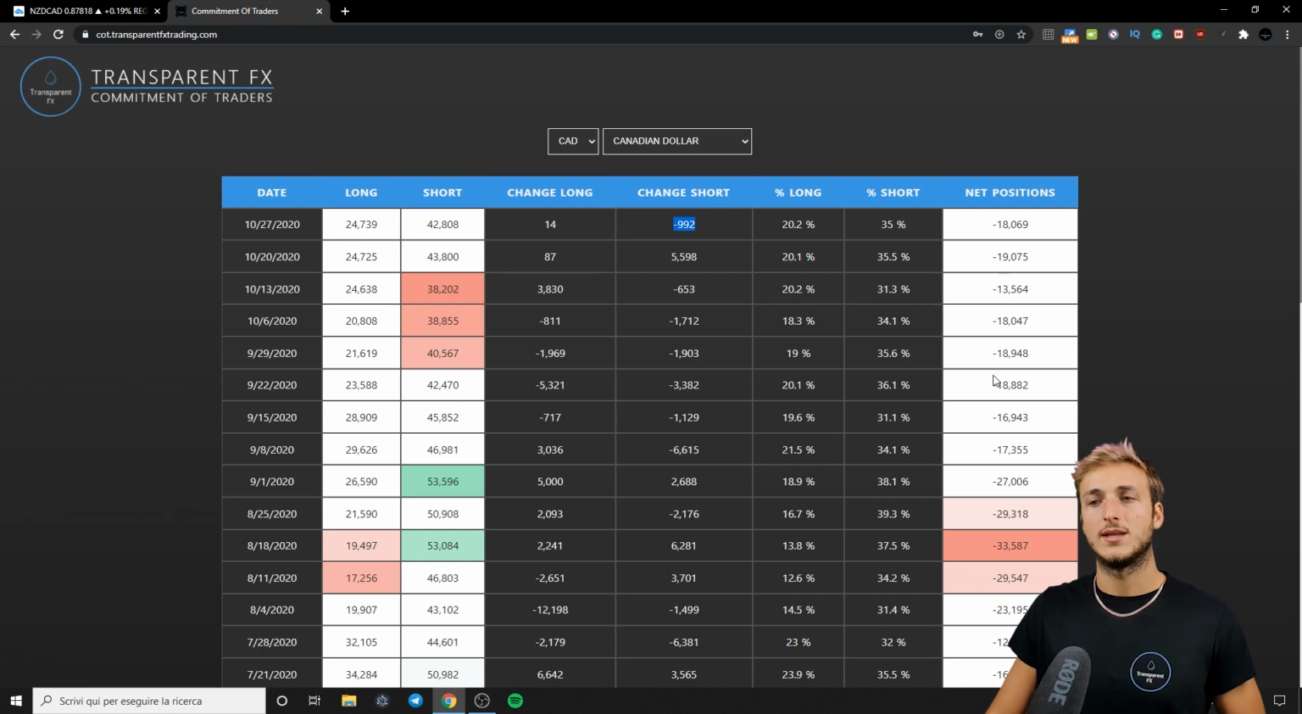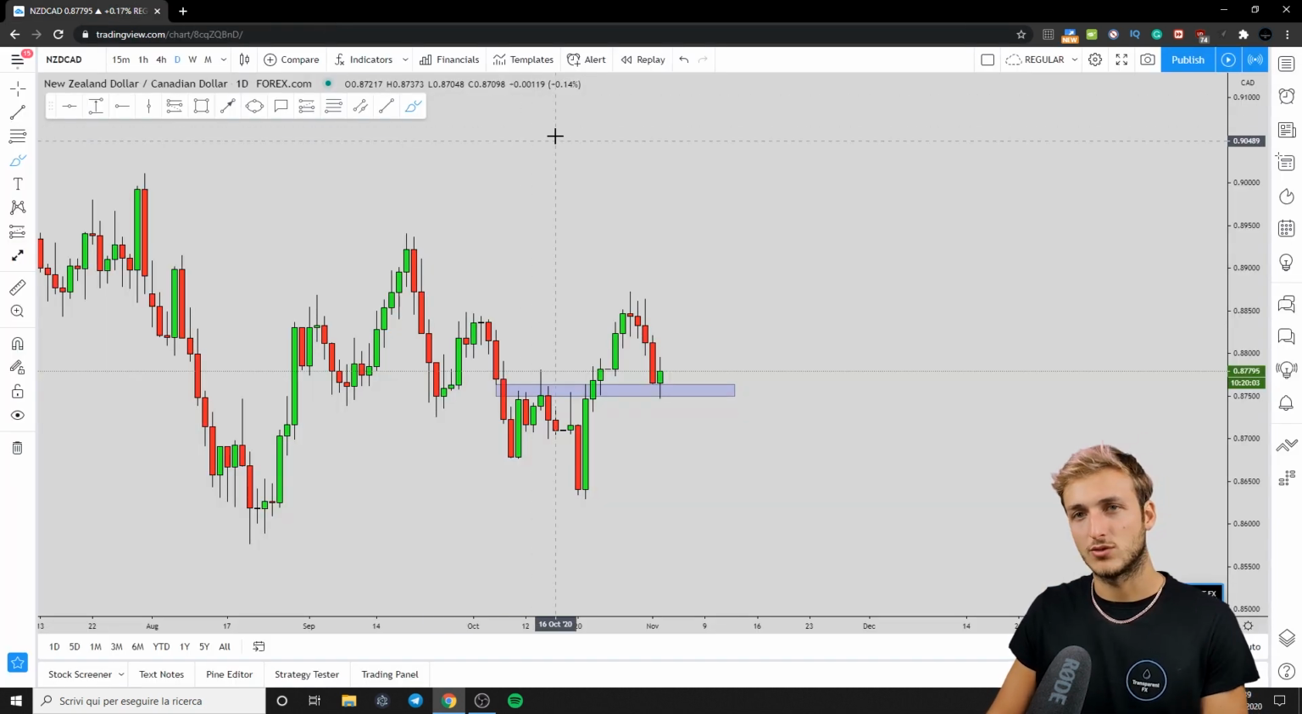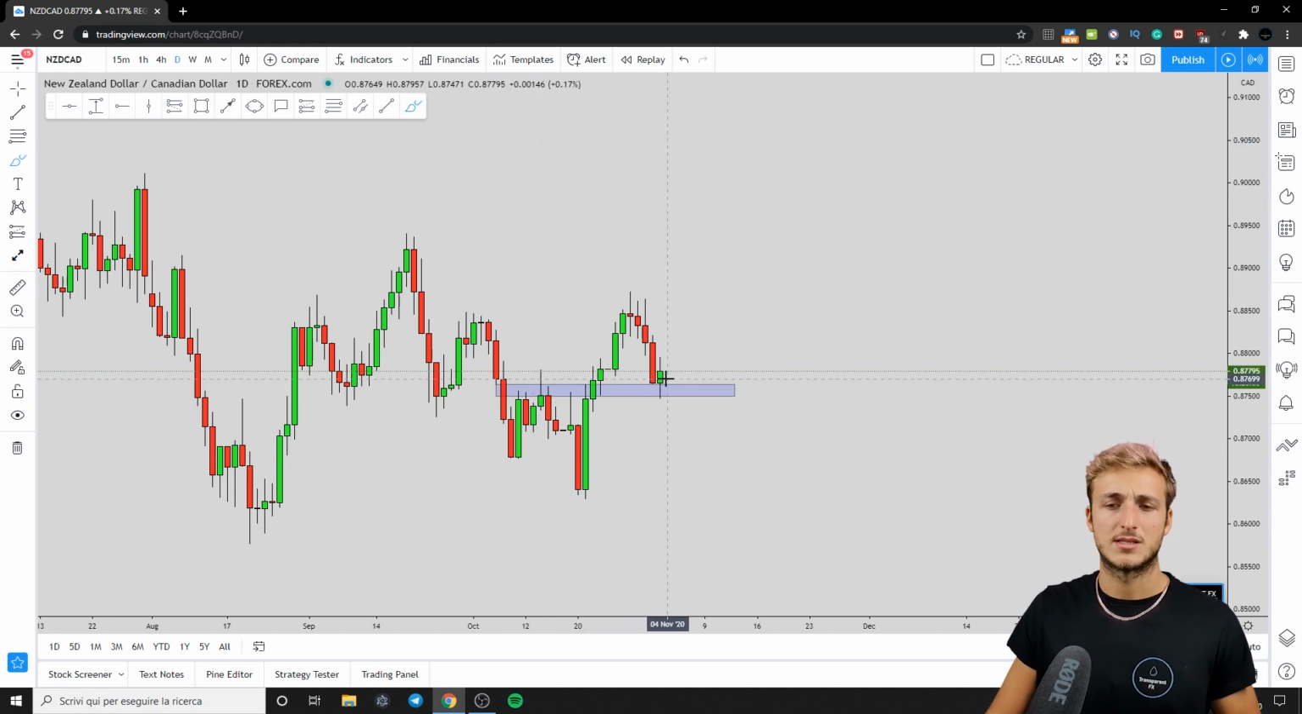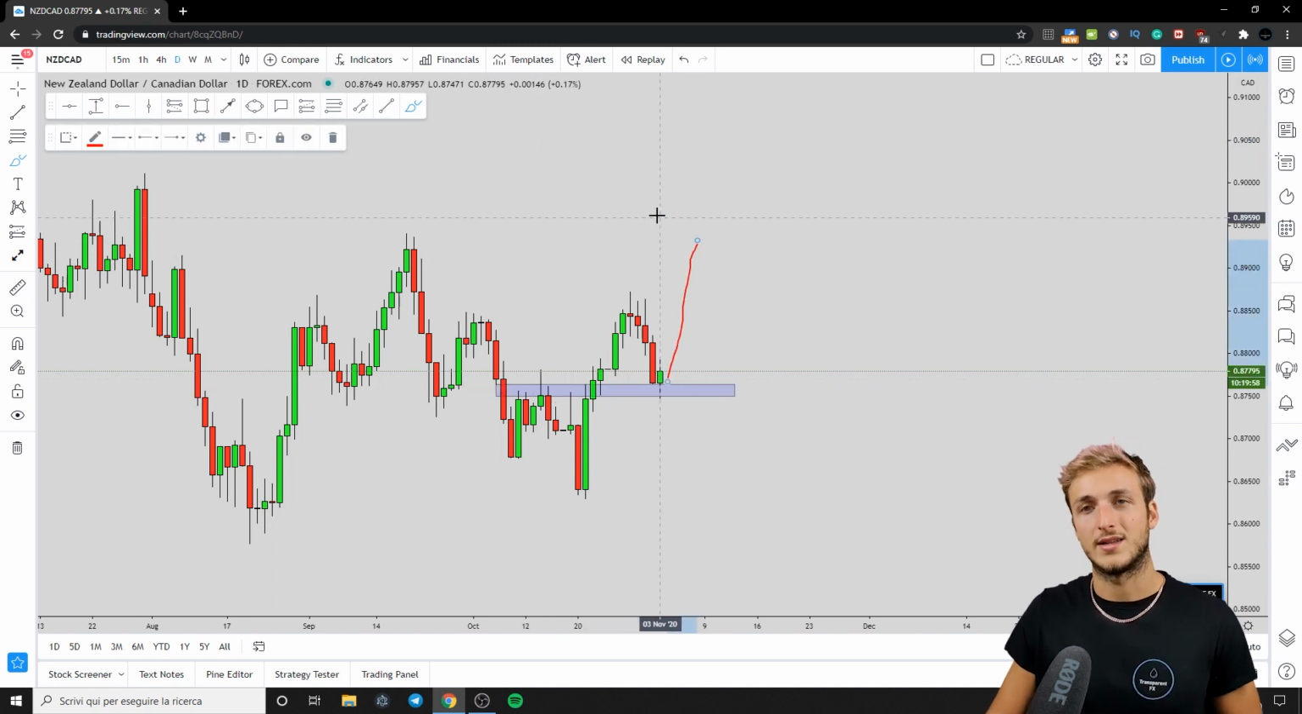However, if we look at the bigger picture, what we can see is that currently we are still quite bearish on the CAD. We have 42k short positions, 24k long positions, so definitely still more shorts than longs, with minus 18k net positions, which is definitely more bearish than the 13k that we had here. So we have seen some shifting to the negative side. So CAD is still quite weak. Not the best thing, because we would like to see shorts getting added, but still weak enough to provide this move to the upside.